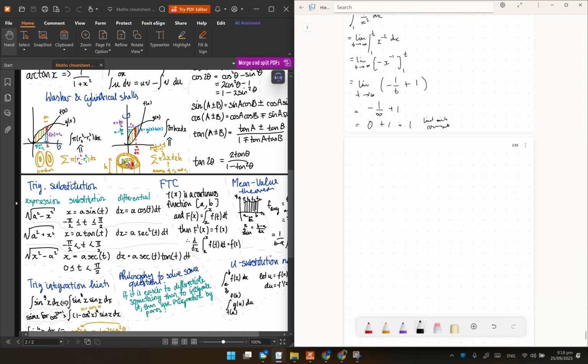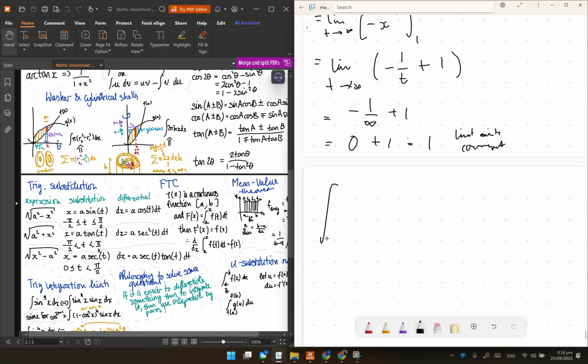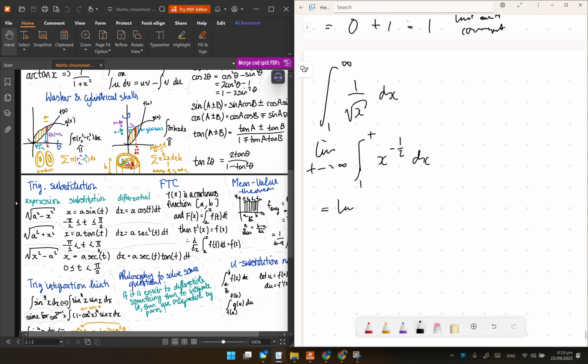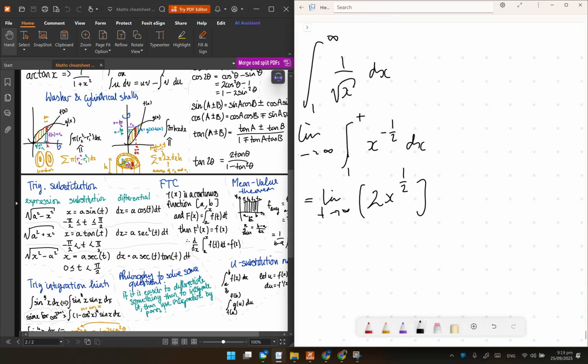Okay. And final thing, let's go from 1 to infinity with 1 over root x dx. What we could do is, again, the same thing, lim t to infinity of the integral from 1 to t of 1 over, this is technically x to the minus 1/2. Therefore, this is going to be lim t to infinity of, increase the power by 1, so it's going to be 1/2, divide by the new power, divide by 1/2, it gives you 2 and x to the 1/2, like this, and from 1 to t.